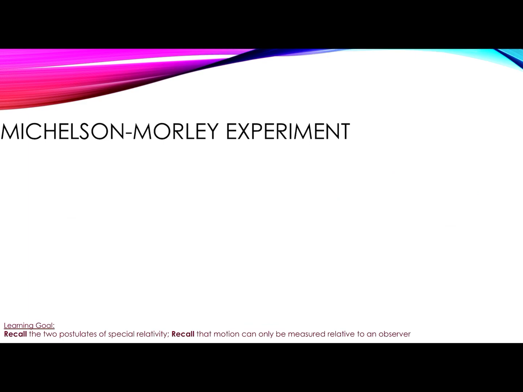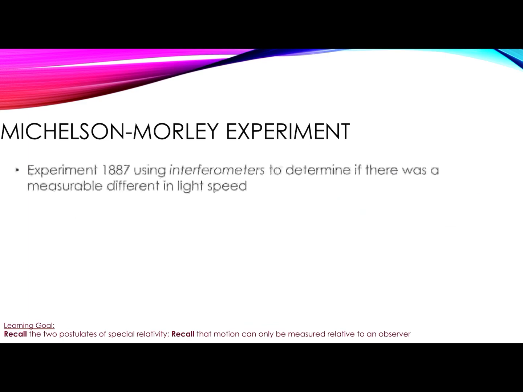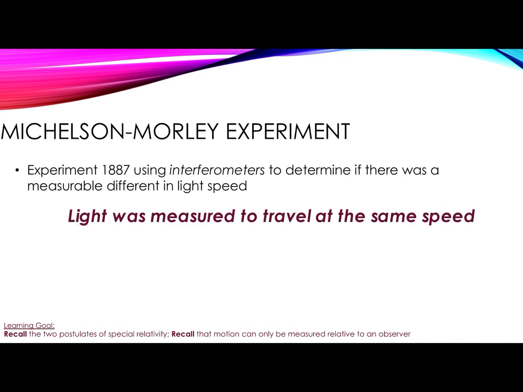So 2 scientists, Michelson and Morley, set out to have a look at this, to see what this was all about. They did this experiment in the late 1900s, and they did it using a device called an interferometer, which essentially measures light, to determine if there was a measurable difference in light speed if light was coming from different sides of the Earth relative to the Earth's motion.